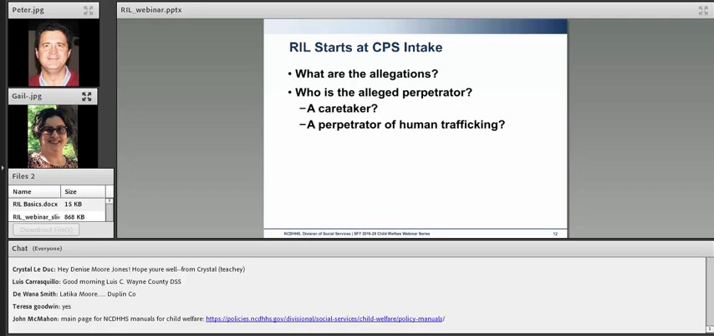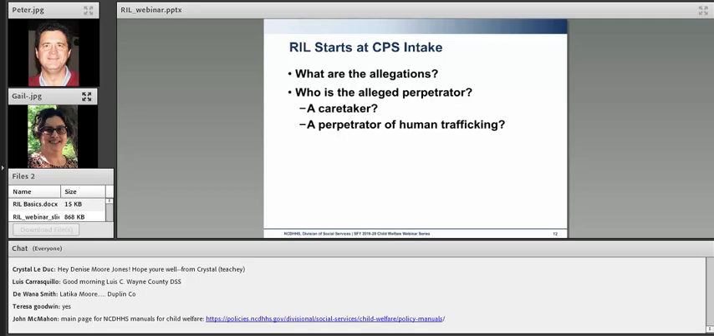So what are the allegations? What other questions do you need to ask? What types of things does someone need to be looking into when they get out there to meet with this family? And then identifying the perpetrator. Again, this is a big part of what we do at intake. Is the person a caretaker? Do they meet that definition? And again, are they a perpetrator?